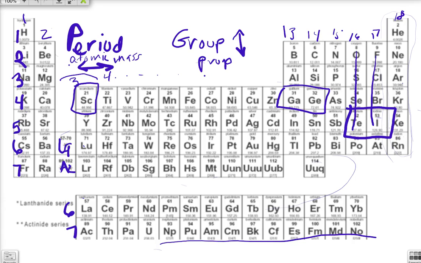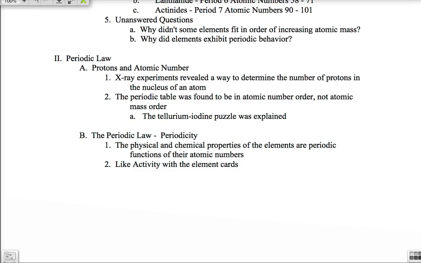I'll tell you what, let me just kind of switch over to your notes now. So we have this idea of periodic law, the protons and atomic number. Moseley, if you recall, let's write him down here. So Moseley was the one that came up with this idea of X-ray experiments. So Moseley did this.